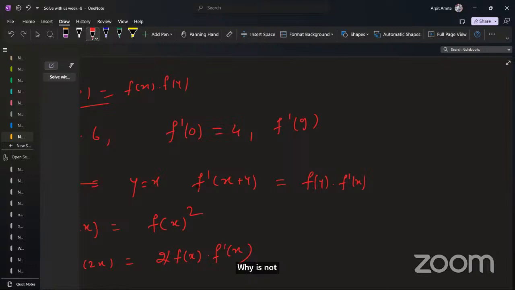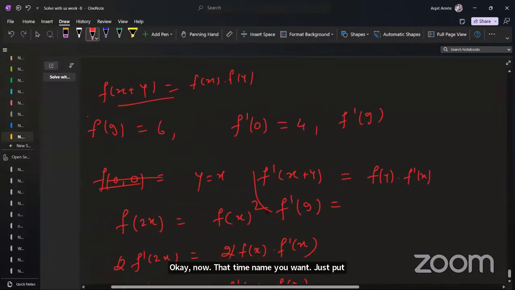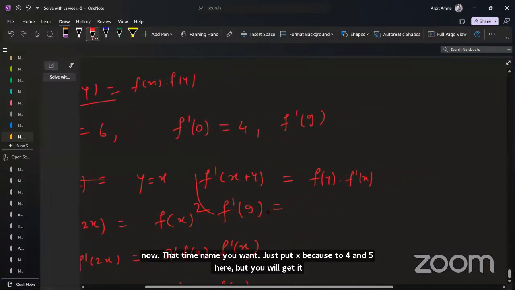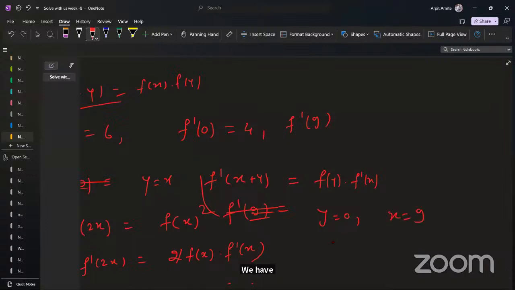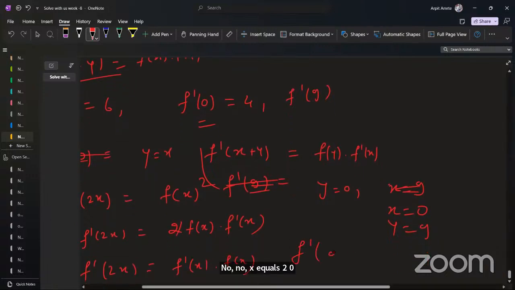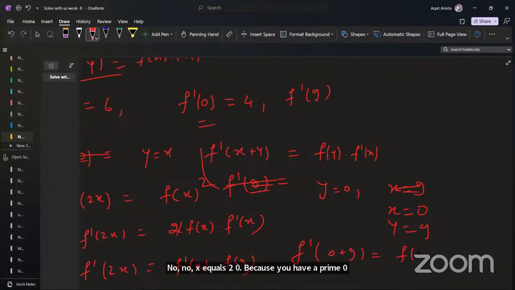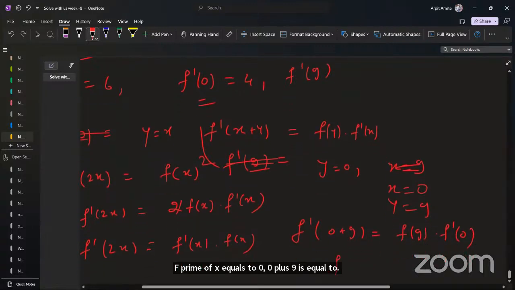Now, f'(9) you want. Just put the values in directly. You have f(9) = 6. So put x = 0 because you have f'(0), and y = 9 here. What you will get? f'(0+9) = f(9)·f'(0). So you get directly 24.